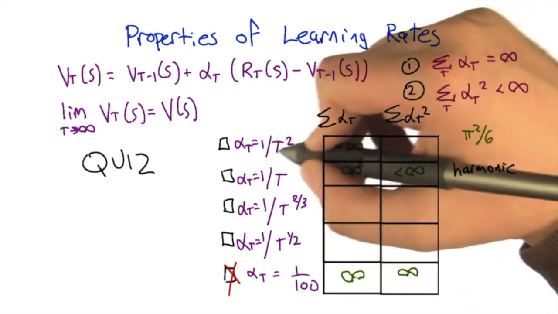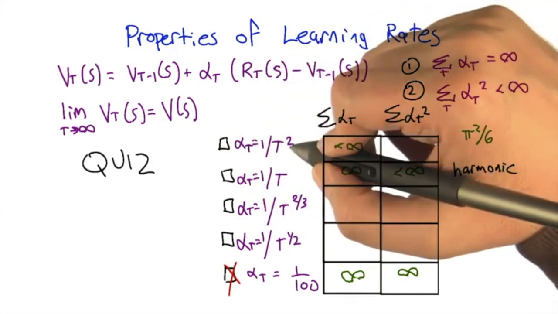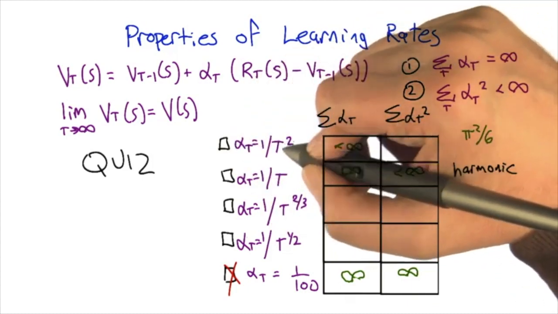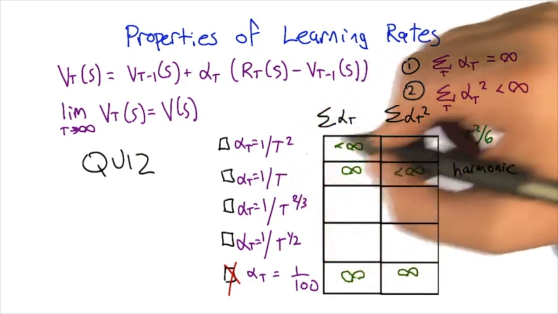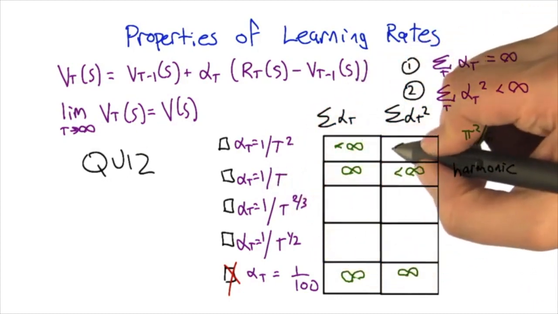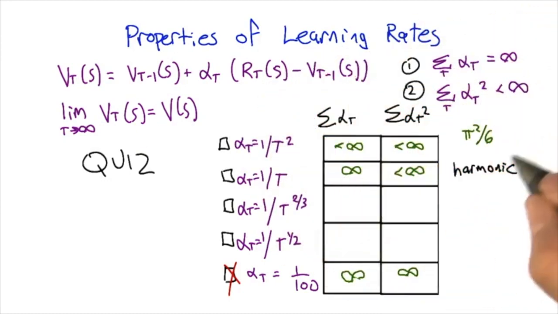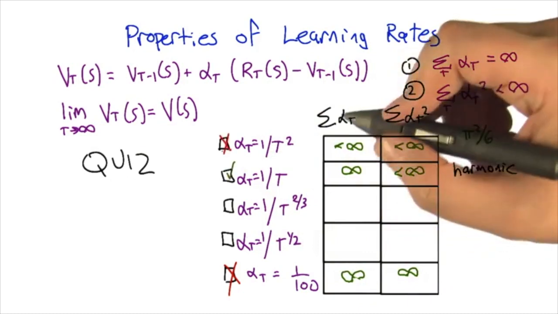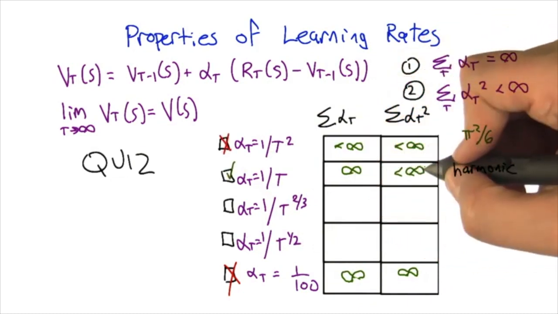But the point is that if we then square, let's look at the first row here. If we square t squared, we get t to the 4th, which is bigger than 1 over t, so that one's also going to converge. So what does that give us in terms of answers here? No and yes. Exactly, right. Because we need it to be infinity and then less than infinity.